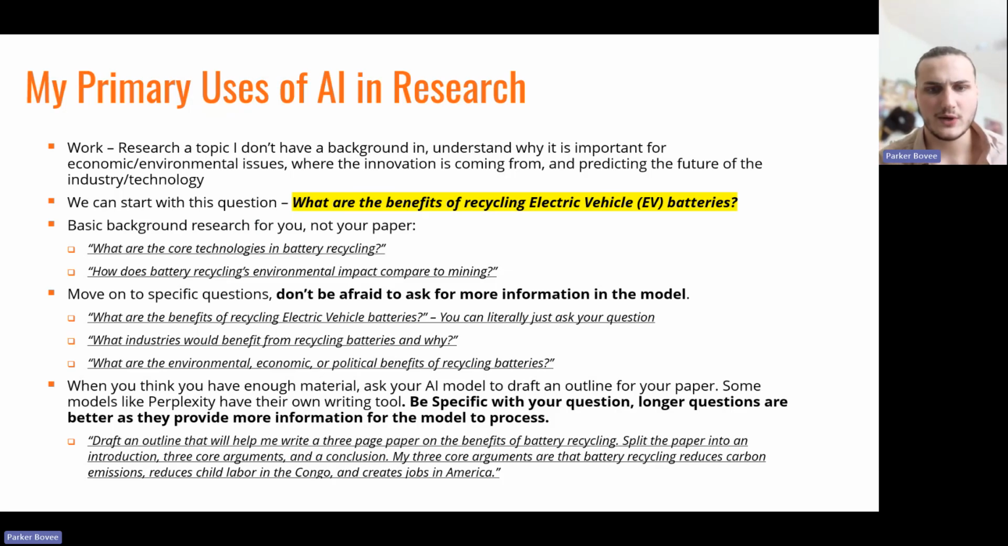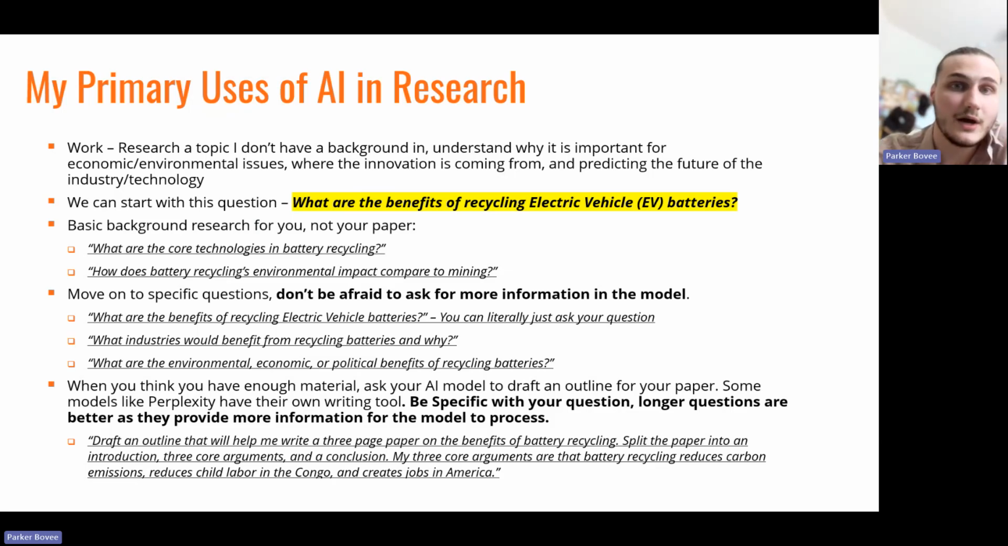So you ask Perplexity, draft an outline that will help me write a 3-page paper. This is the final bullet point on the benefits of battery recycling. Split the paper into an introduction, 3 core arguments, and a conclusion. Right there, you've created 5 paragraphs. My 3 core arguments are that battery recycling reduces carbon emissions, it reduces child labor in the Congo, and it creates jobs in America. It will then probably give you more sources that you can use. But that is really as simple as you can get it.